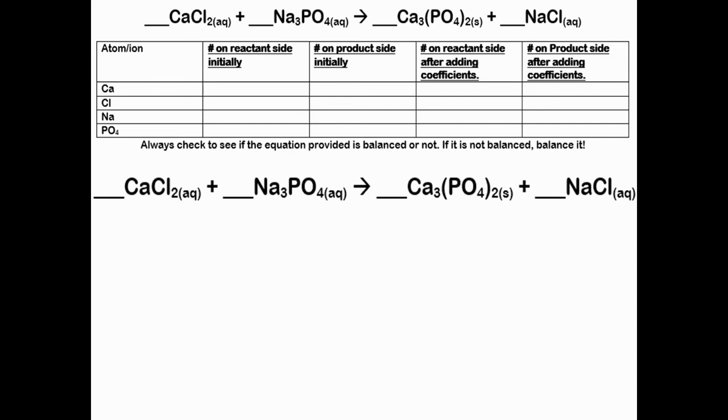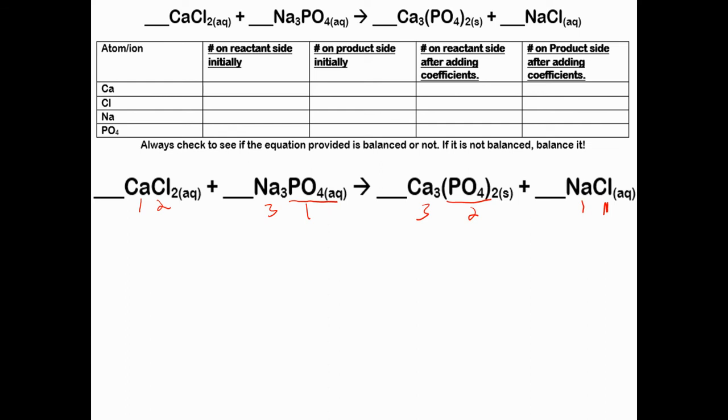Let's try this one out over here. So again, you can try this yourself. You can pause the video and try it out yourself. I'm going to start off with counting. So calcium, 1 and 3, they're not balanced. Chlorines, 2 and 1, they're not balanced. Sodiums, 3 and 1, they're not balanced. Phosphates appear on both sides, 1 and 2, they're not balanced.